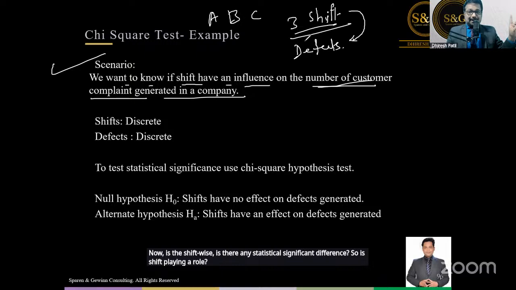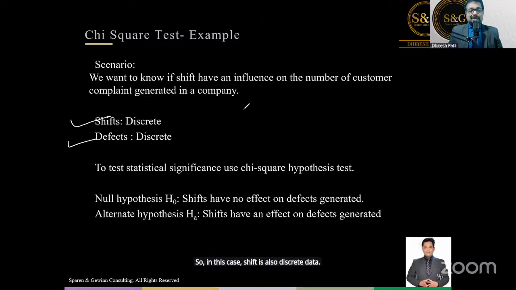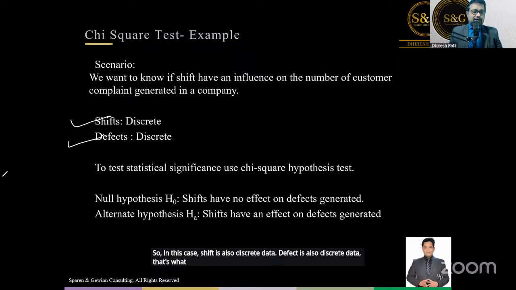Like in the first case, it was gender. In this case, it is a shift. Is shift playing a role in the defect? That is what we want to check. So in this case, shift is also discrete data. Defect is also discrete data. That's why we go for the chi-square hypothesis test.